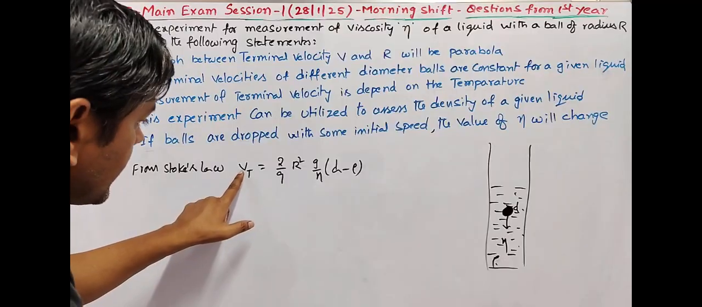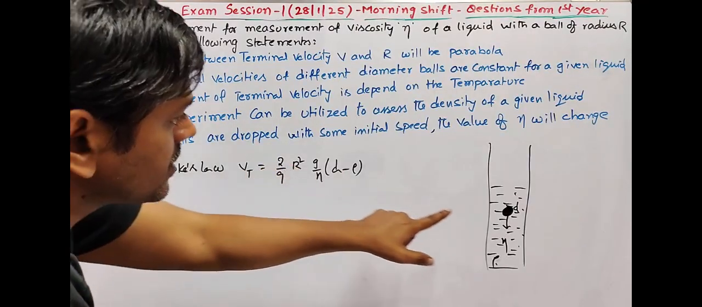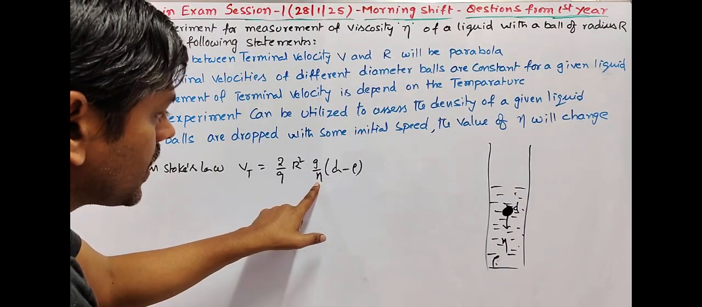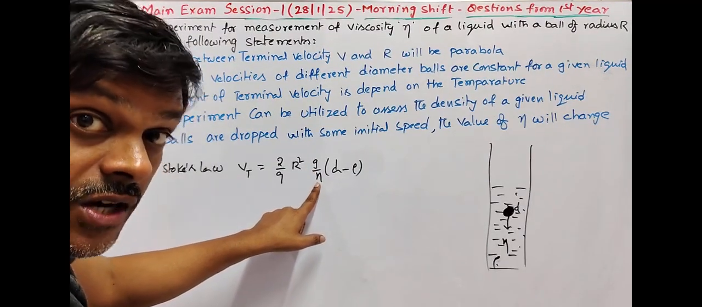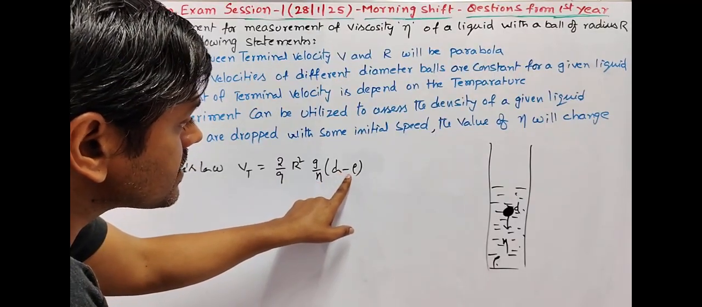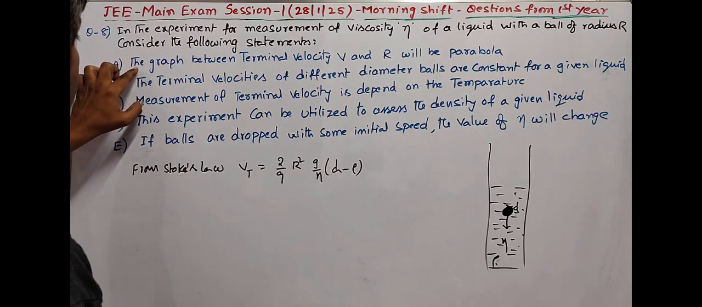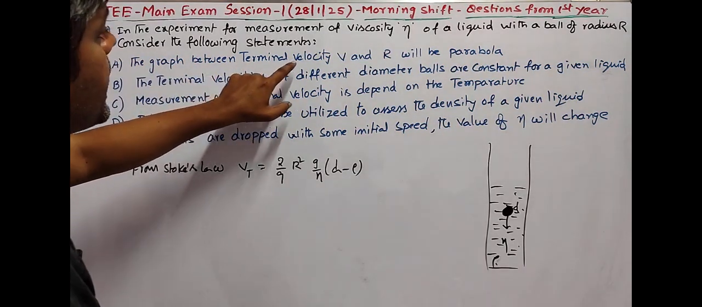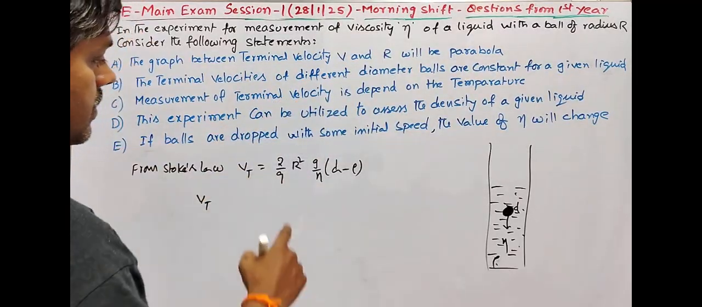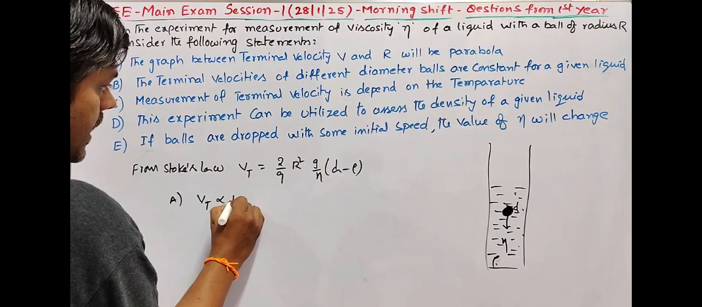The terminal velocity is equal to 2 by 9 times the square of the radius of the ball into gravity, divided by the coefficient of viscosity of the given liquid, into d, the density of the ball, minus the density of the liquid. So from this you get the first option. The graph drawn between terminal velocity and r. Terminal velocity and r are both directly dependent.